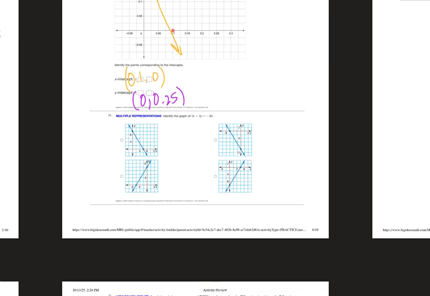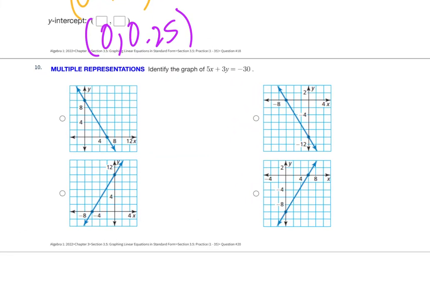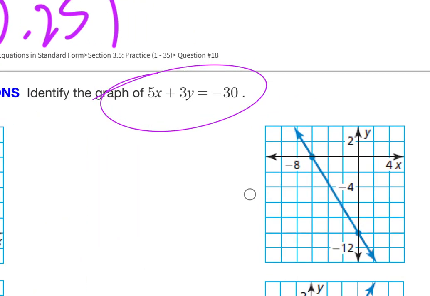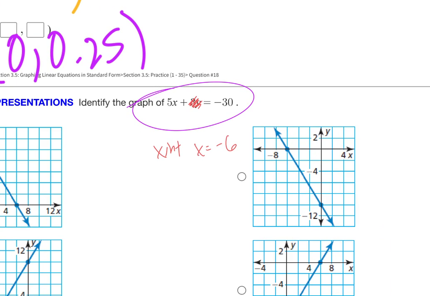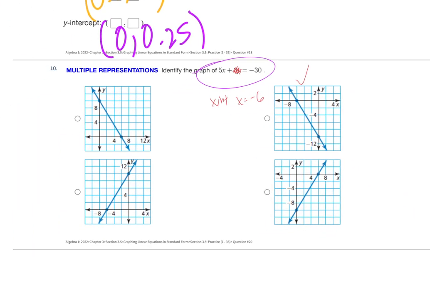Number 10, identify the graph of this thing. Okay, let's do it. Let's start with just the x-intercept. I pointed at the x, but really for the x-intercept, you cross out y. The x-intercept is x equals negative 6. Well, check.